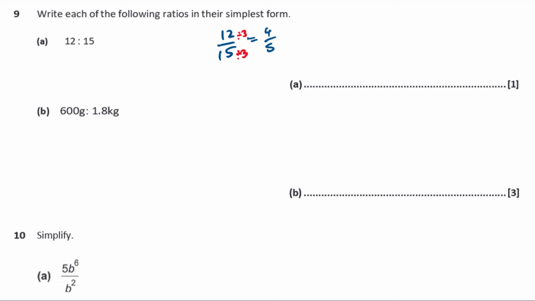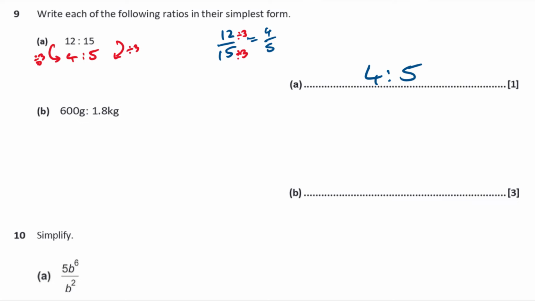We're going to do the same thing with the ratio over here. 12 and 15 have got a common factor of 3. So just dividing both sides by 3, it's going to give me 12 divided by 3 is 4, 15 divided by 3 is 5. So 4 to 5 is the most simple version of that ratio.